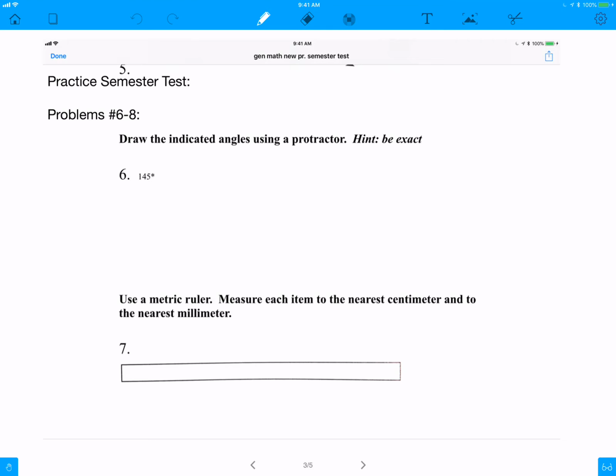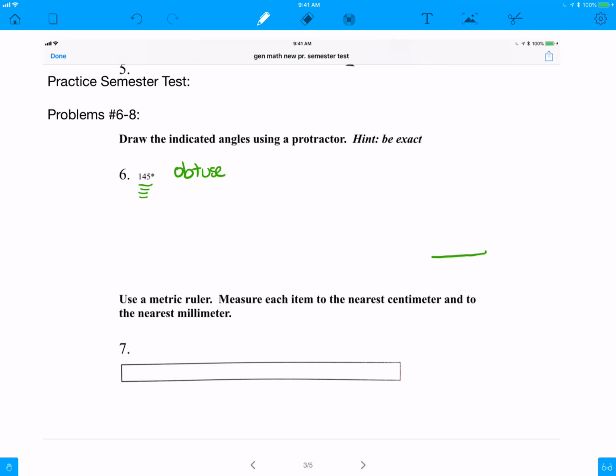So on this problem, I'm asking you to draw a 145-degree angle. That is an obtuse angle, right? It's a big angle. So what I'd like you to do first, before you even put your protractor down, is draw a line on your paper. And then we'll put the protractor on it so we can actually measure where the line's going to go. So I'm going to draw my line here.